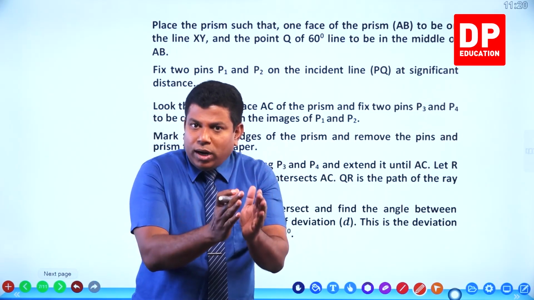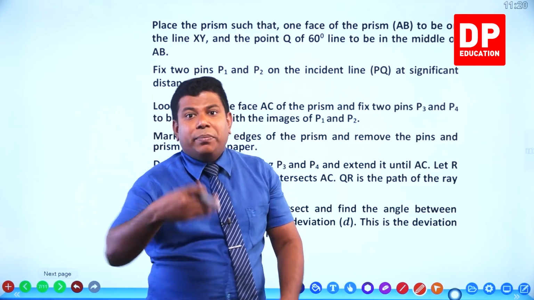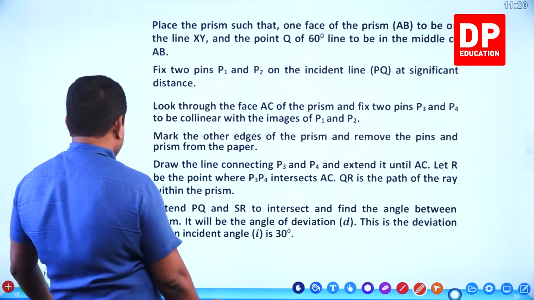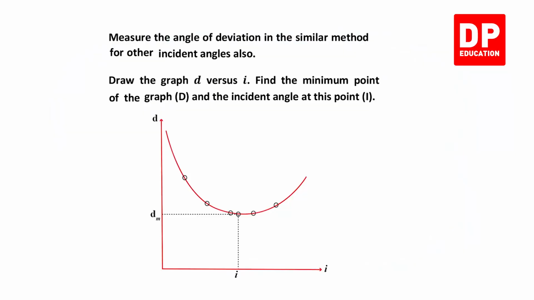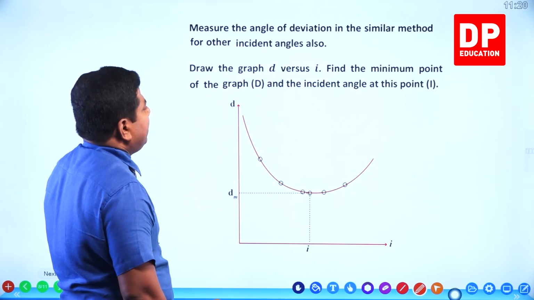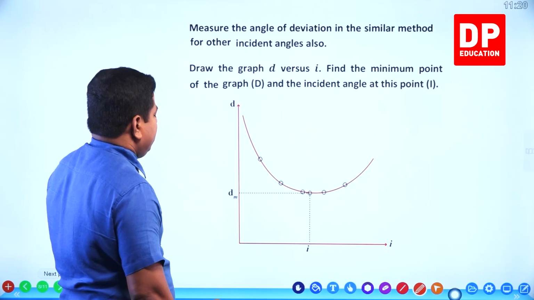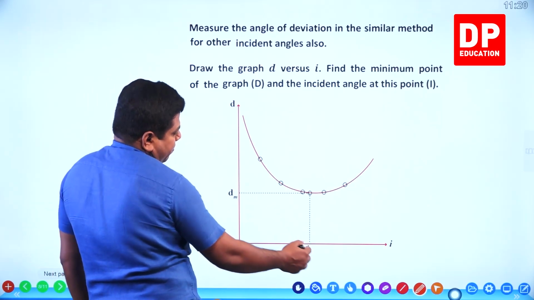Now we have done it for only one incident angle, right? We need multiple angles to draw the graph. Repeat this for other angles. Measure the angle of deviation in a similar method for other incident angles also. Draw the graph D versus I. Find the minimum point of the graph D and the incident angle I at this point. Right? I versus D.